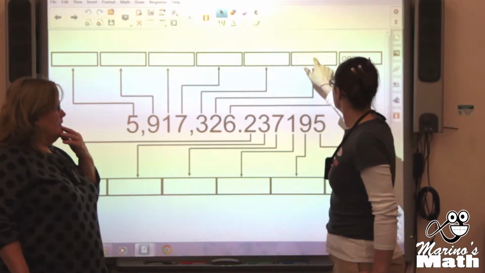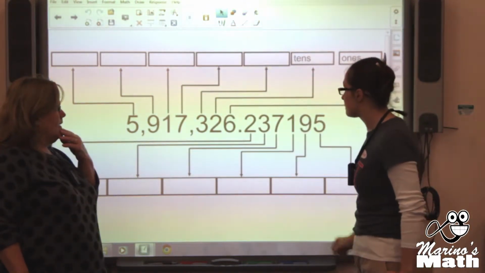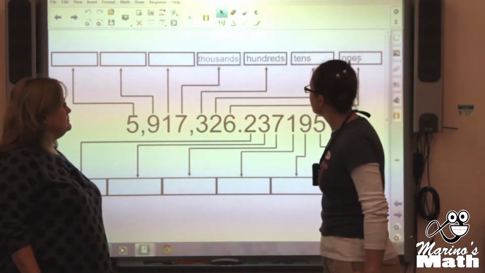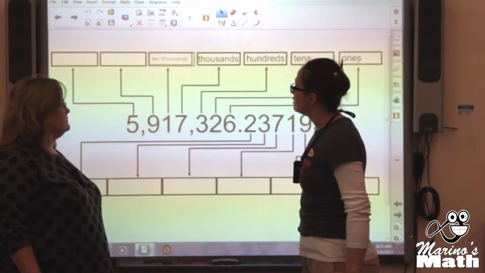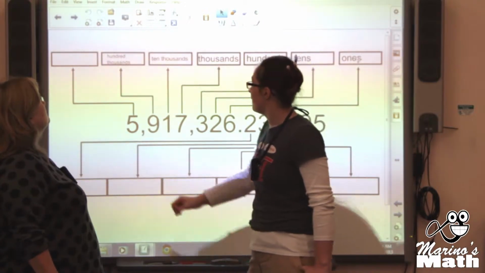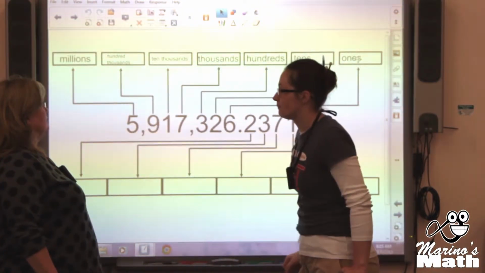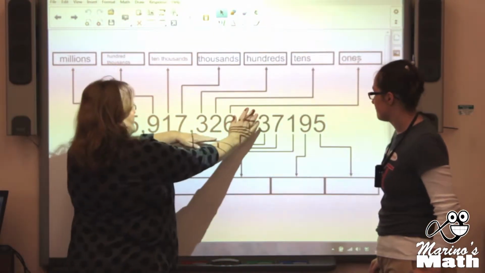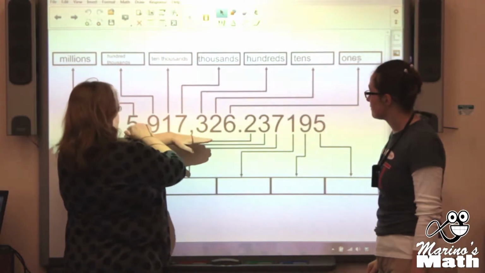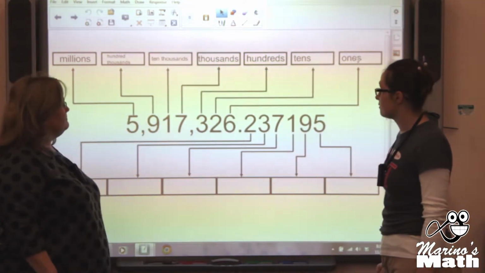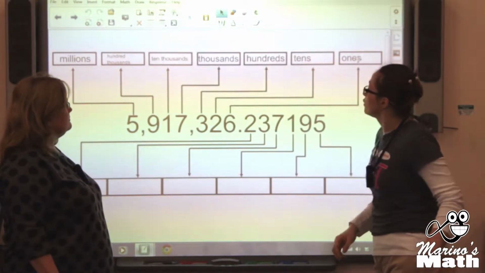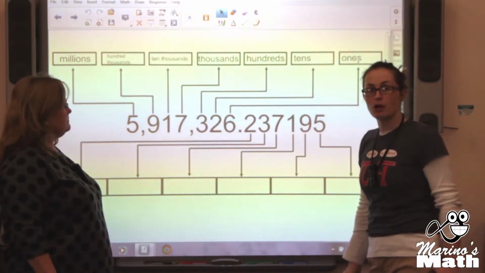The next one will be the tens, hundreds, thousands, 10,000s, 100,000s, and then I stopped at millions. And that makes sense, because if you cover up the decimal point for a minute, that number is 5,917,326. Cool. So make sure that you write those down. You can use them for your notes. They will come in handy when we come to our examples in a minute.